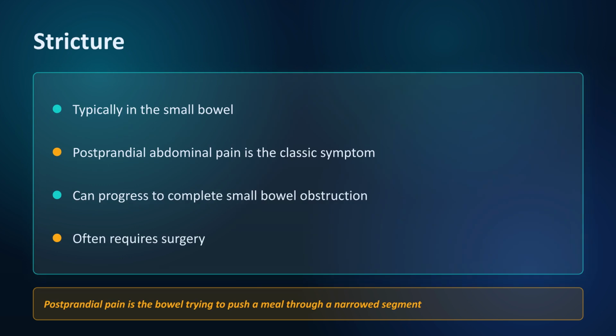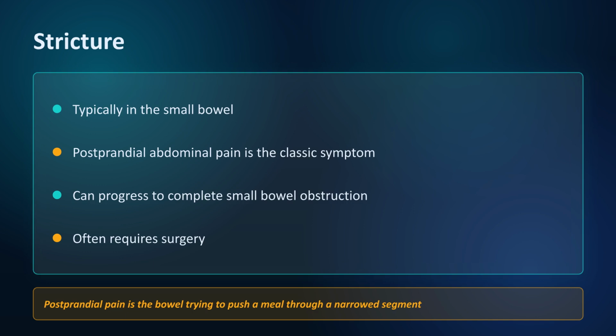Stricture is the next complication. It occurs typically in the small bowel, and the classic symptom is postprandial abdominal pain, which is precisely what our patient described. Think about the mechanics. A meal arrives. The bowel tries to push it through a segment that transmural scarring has narrowed, and that produces pain about half an hour after eating.